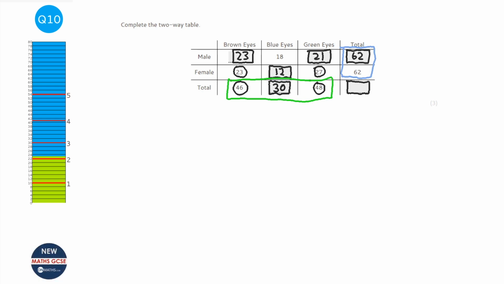So 46 plus 30 plus 48 is 124. And let's just check that. 62 plus 62 is also 124. So don't ever write down 248 because that's not correct. So in total there are 124 people whose eye colour were checked.